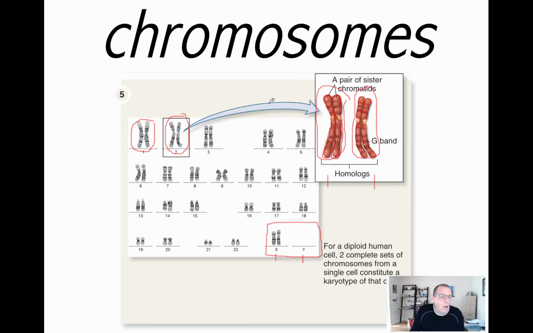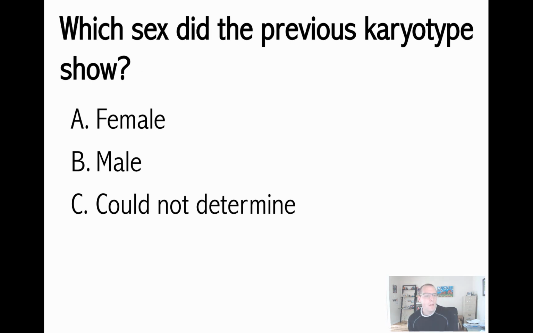So take a real close look at this karyotype here. A karyotype is when you lay all the chromosomes out like this, and I want you to pay attention to the sex chromosomes down here in the bottom right, because I've got a clicker question coming up, and here it is.